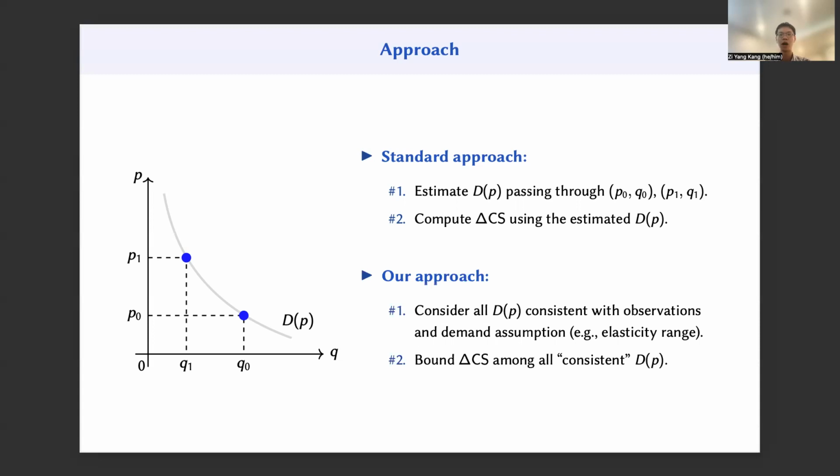First, we consider all demand curves that are consistent with the observed points and some assumption on demand, such as how much price elasticity of demand could vary between P0 and P1. Notably, these assumptions are weaker than functional form assumptions. Second, we bound the change in consumer surplus among all such demand curves.